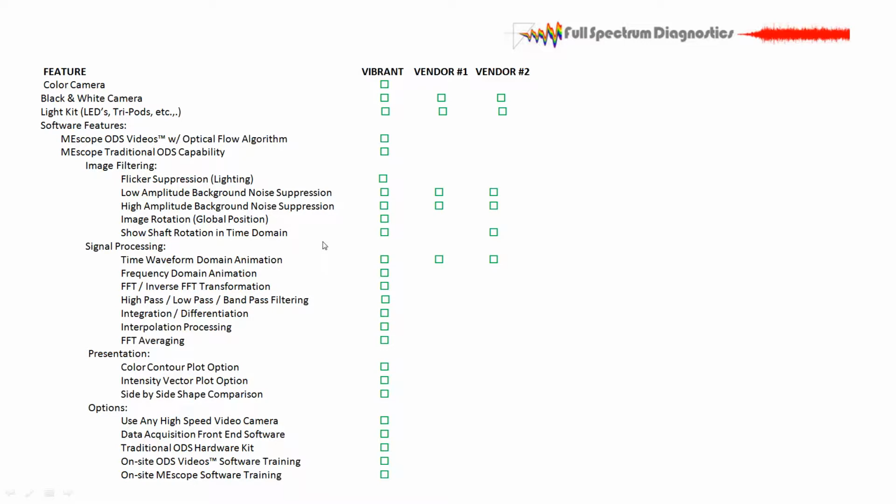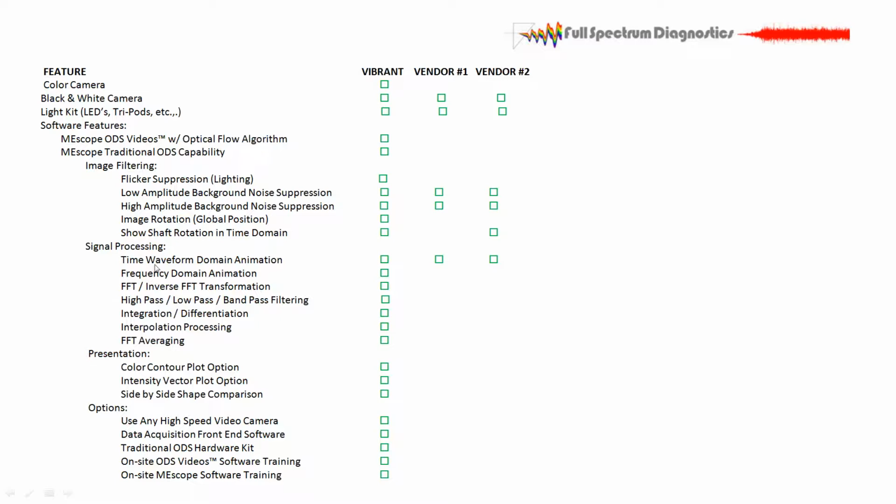There's different ways to show the shaft rotation. MEscope shows that by modulating in the time waveform domain. The other vendors, I'm not sure how they do it. I know they do some sort of shaft rotation. And we can also do shaft rotation for fan blades and for gearboxes where you can isolate the gear teeth.